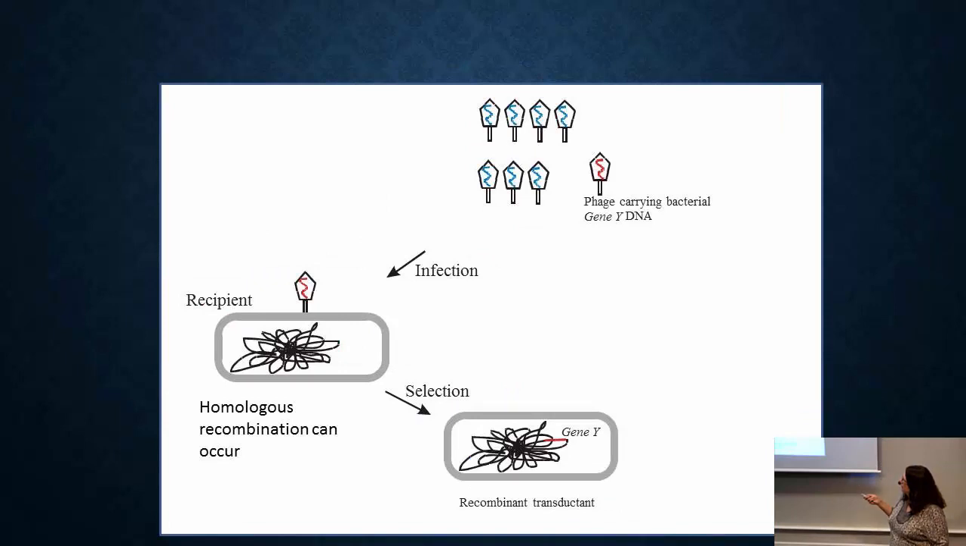Okay, so you have this mixture here. What happens then, if the blue one infects, the same thing will happen, the lyse and everything. But if this red one that carries bacterial DNA with gene Y on it infects the new cell, it can actually combine with the chromosome and put gene Y into a new bacteria. It doesn't kill the cell because there is no phage DNA here. All it's doing is delivering this DNA to a new cell.